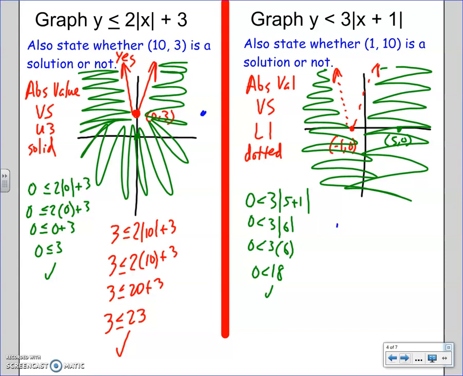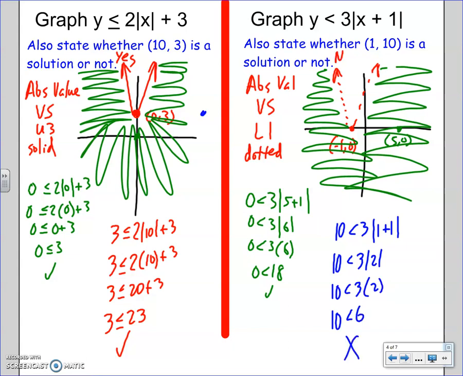So I plug in 10 for y and 1 for x. All right, do the inside. That's 2. It comes out positive 2. I multiply by 3. Is 10 less than 6? No, that's false. So this is not a solution. All right, so that's how you graph two variable inequalities.